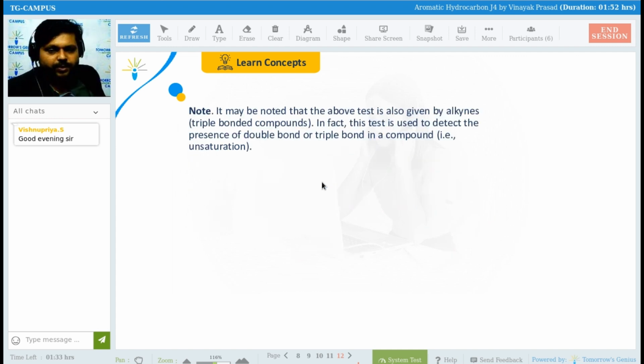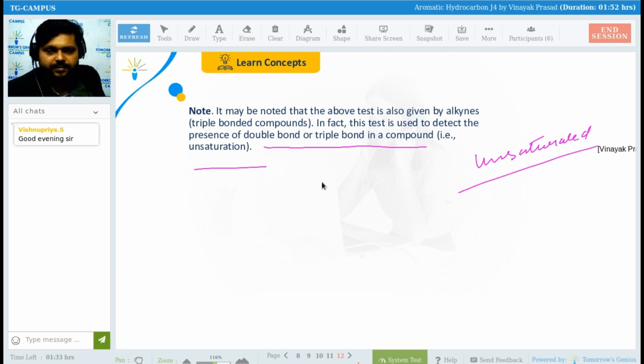Now, it may be noted that the above test is also given by alkynes, triple bonded compounds. In fact, that test is used to detect the presence of a double bond or triple bond in the compound, that is unsaturation. So in unsaturated compounds, this will happen. Clear? Any doubt?